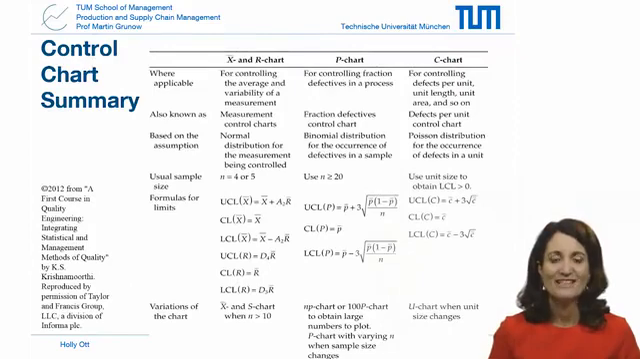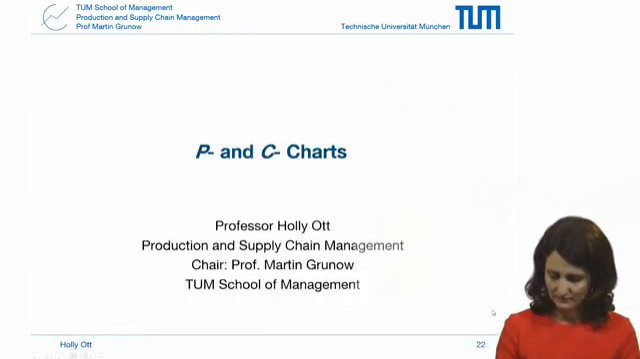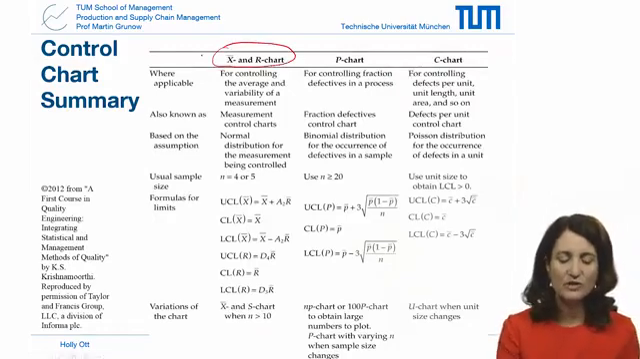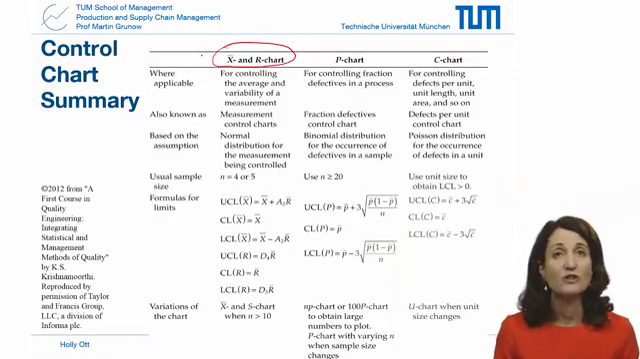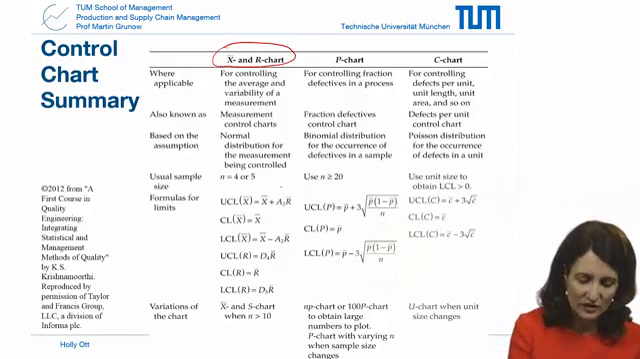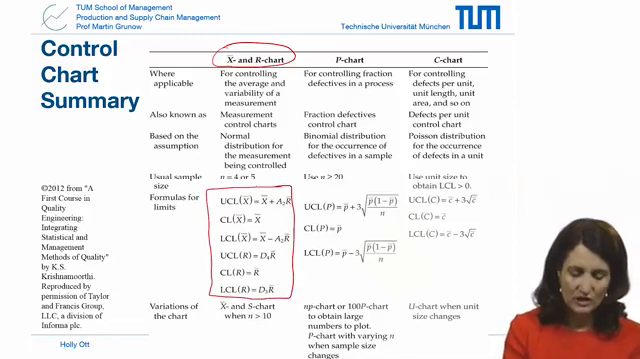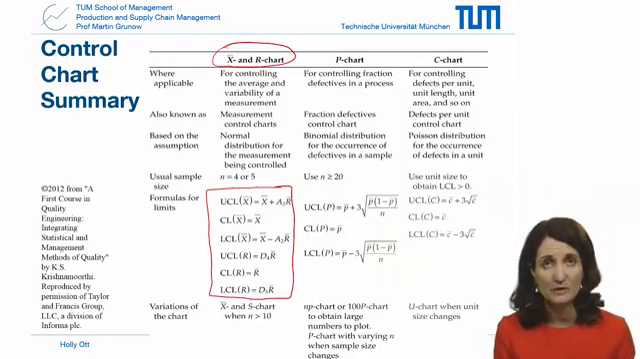So just to summarize everything, we have in the previous section looked at the X-bar and R charts, and these are used for controlling the average and variability of a measurement. They're also known as measurement control charts, and the sample size is normally 4 or 5. And here we show a summary of the control chart limits with, again, don't forget we have the tabulated A and D values that depend on the sample size.